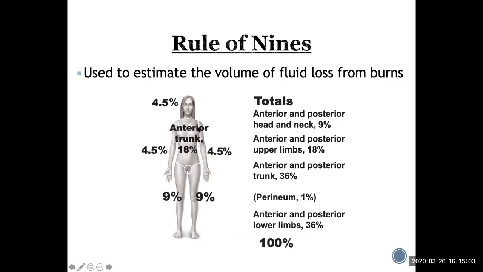So if you look at a burn patient and you see that they've got half of their face and the entirety of their right arm burned, then you can say, okay, well, that's 4.5 and 9, so that's 13.5% of their body was burned.